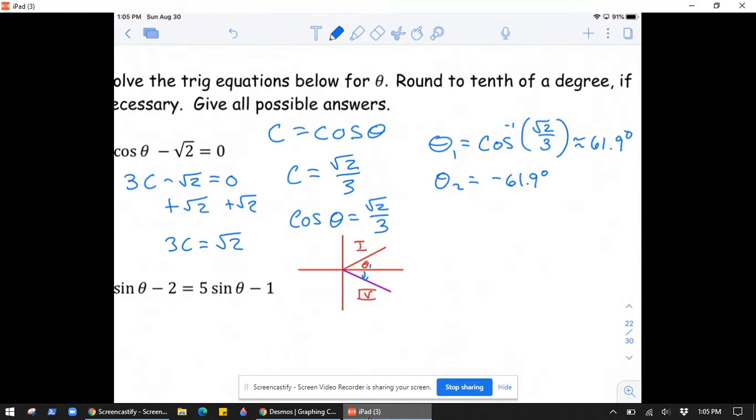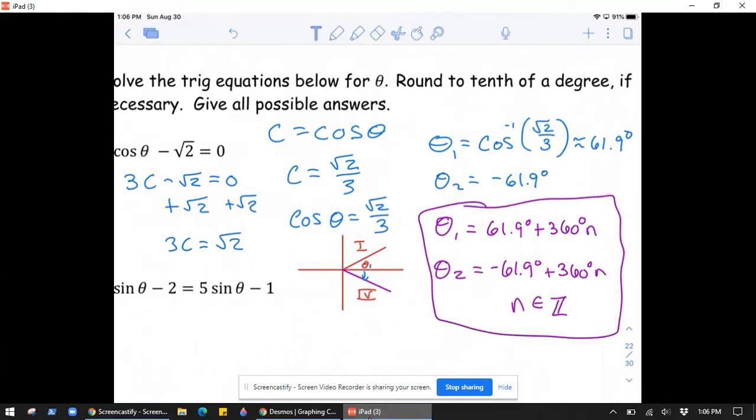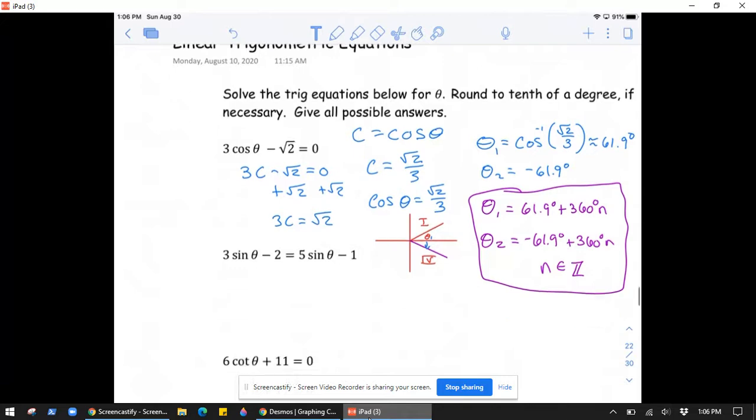And if we want to give all possible answers, we have to account for the fact that you can add multiples of 360 degrees, and you'll rotate and get to new angles. So theta 1 is 61.9 degrees plus all multiples of 360. I'm going to let n be an integer here. And that's one family of answers. The other family of answers would be this. And we have to ensure that n is an integer. Okay, so it's a little tricky with your inverse trig buttons because they're not going to give you everything you want. So we have to make an adjustment.